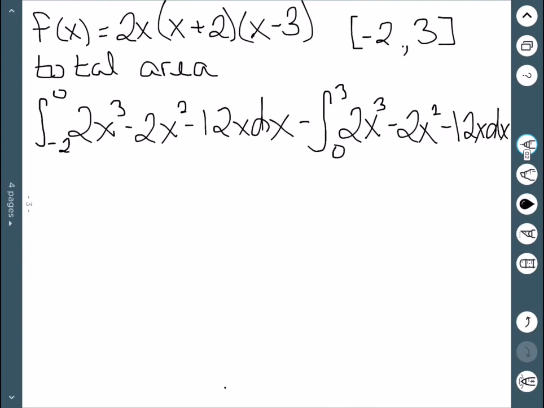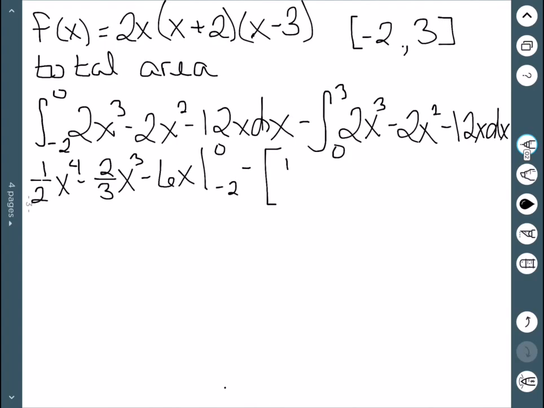So now we'll integrate. Once again, this is 1/4 x to the 4th, or 1/2 x to the 4th, minus 2/3 x cubed minus 6x squared, going between negative 2 and 0, minus 1/2 x to the 4th minus 2/3 x cubed minus 6x squared, going between 0 and 3.